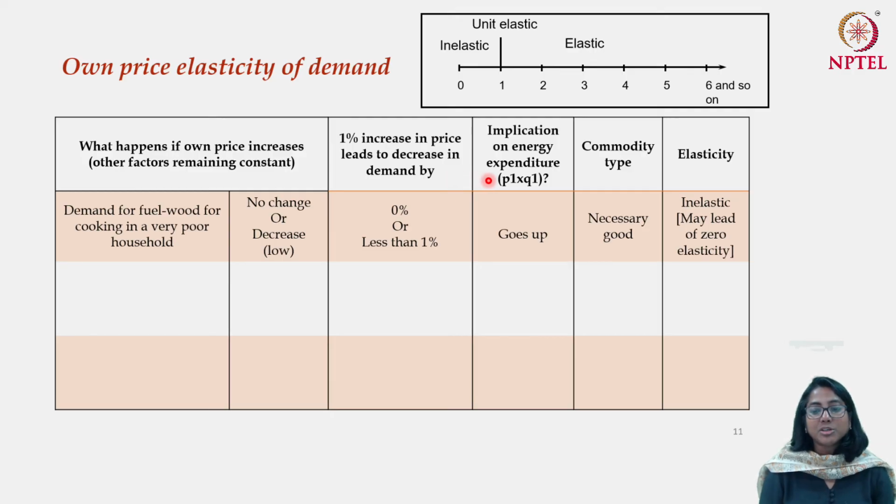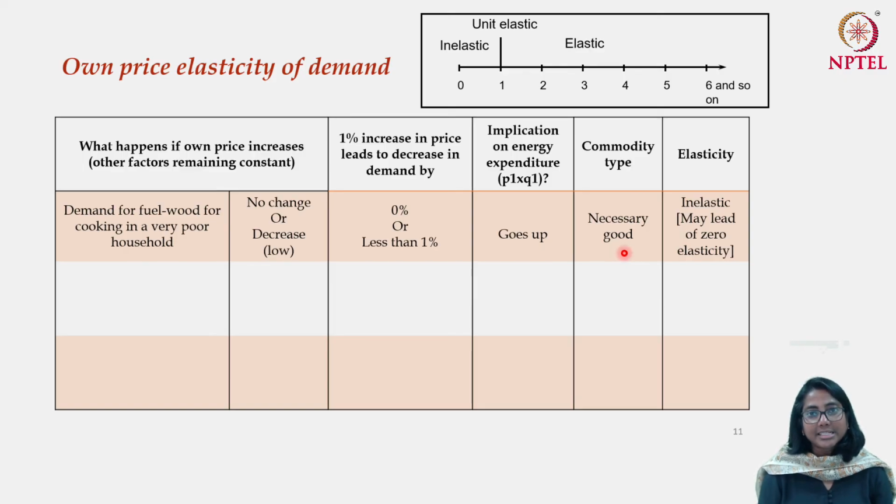So what is the implication on energy expenditure? See, the percentage increase in P1 is greater than the percentage decrease in Q1. So I repeat, the percentage increase in P1 is greater than the percentage decrease in Q1, and therefore P multiplied by Q, that is your expenditure on cooking fuel, is going to go up because the increase dominates the decline, right? If we are talking about this kind of commodity, we call it a necessary good.